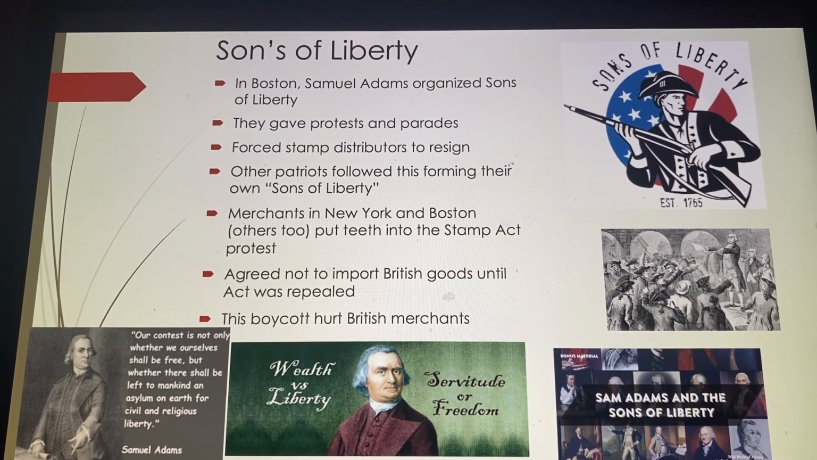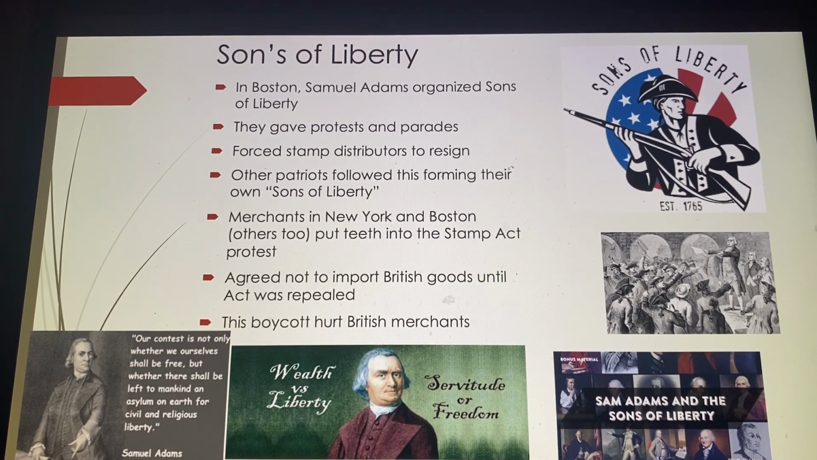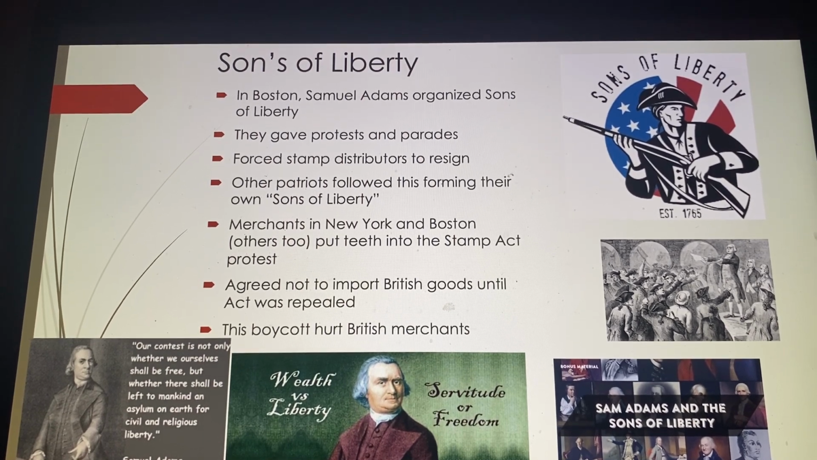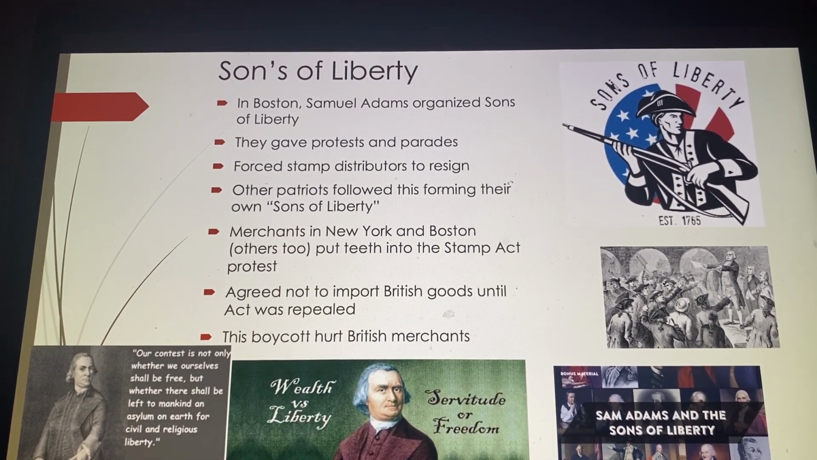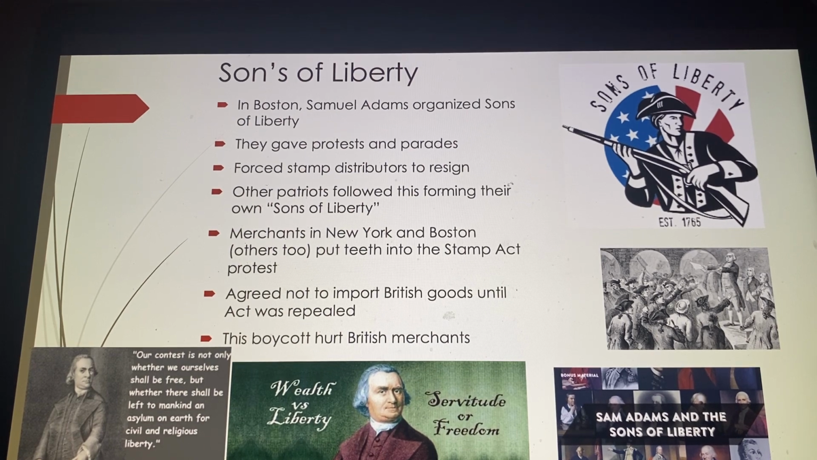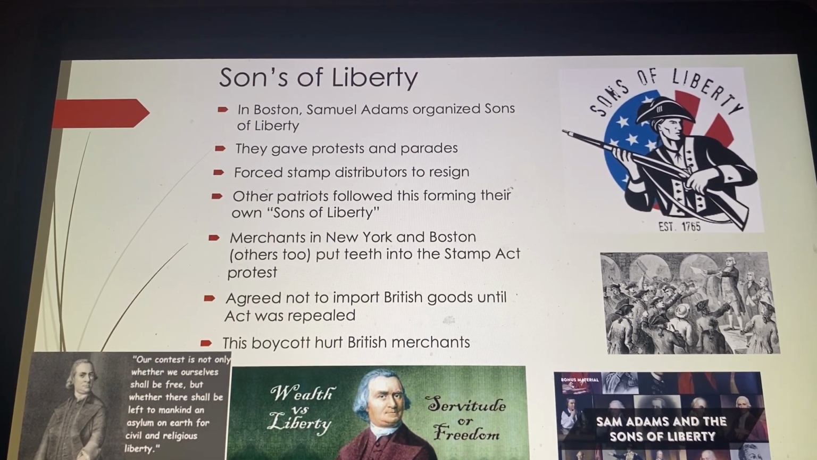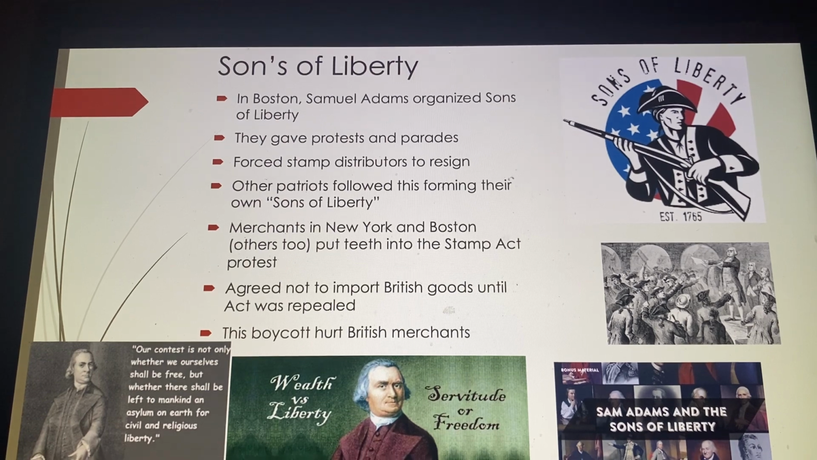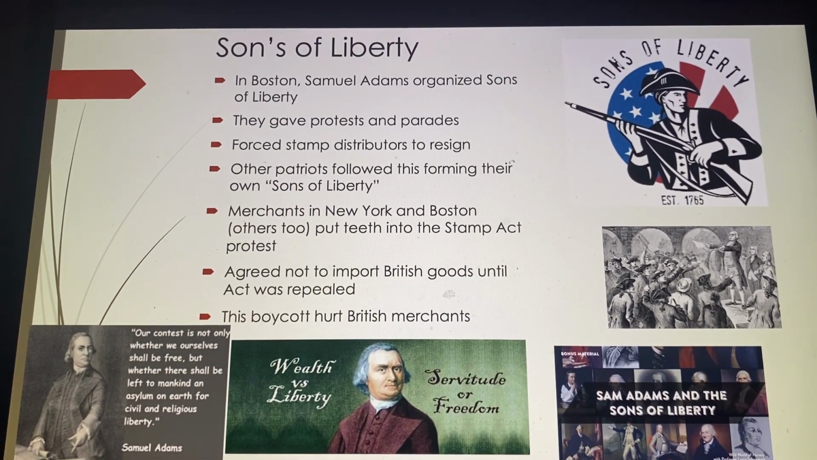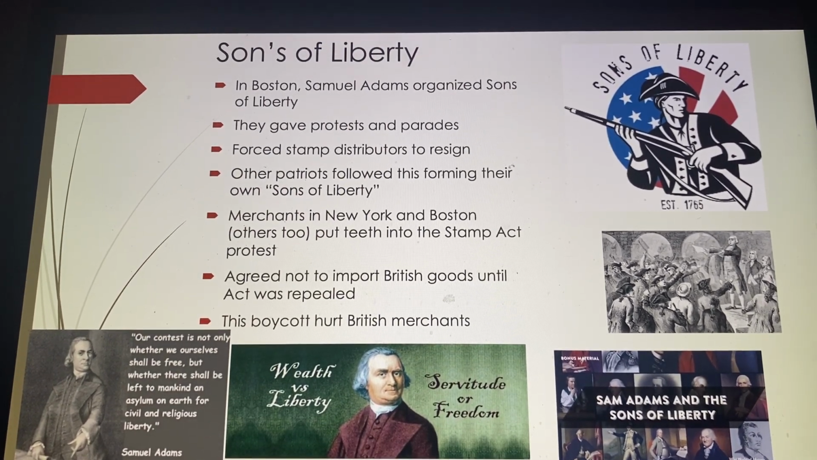Merchants in New York and Boston and others too put teeth into the Stamp Act protest. They agreed not to import British goods until the act was repealed, and this boycott hurt the British merchants. So the Sons of Liberty were there to say, no, we're not going to put up with all of this.